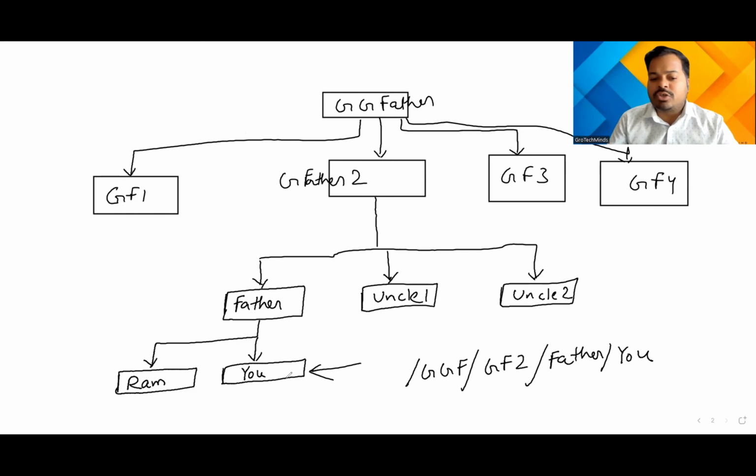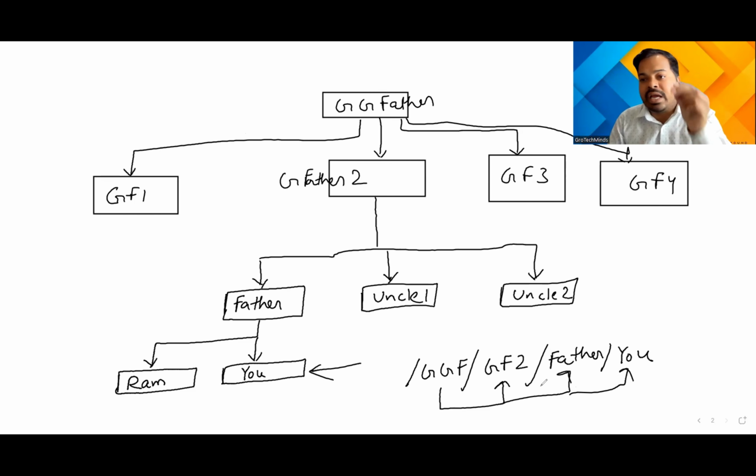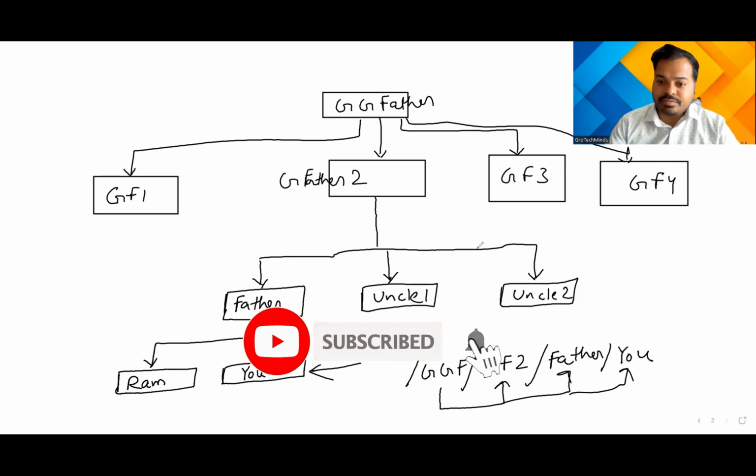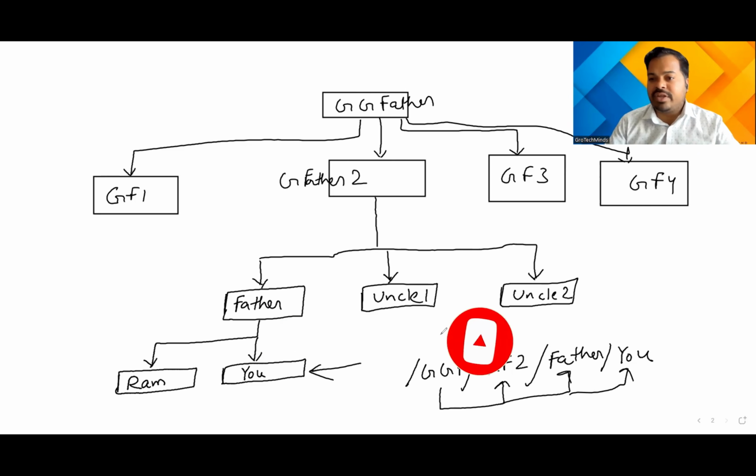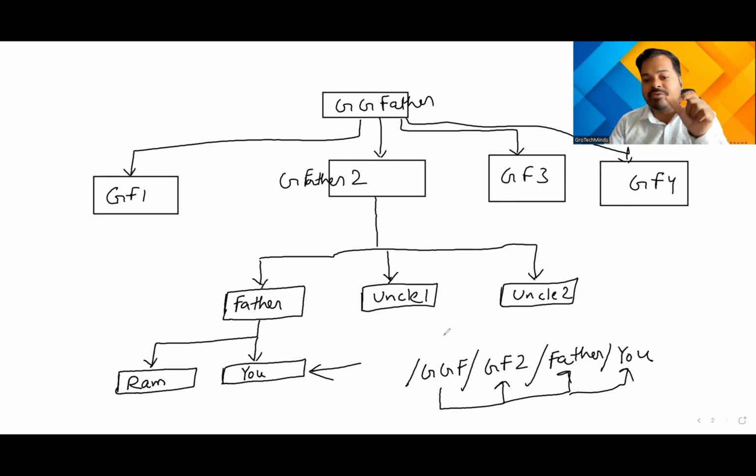In case someone wants to approach you, they will approach you from your greatest grandfather, then grandfather second, then your father, and then directly to you. This is the way we write an XPath for absolute. XPath has some kind of syntax, or do you just have to locate it? Yeah, this is the syntax of your absolute XPath, where you have to utilize the single forward slash.